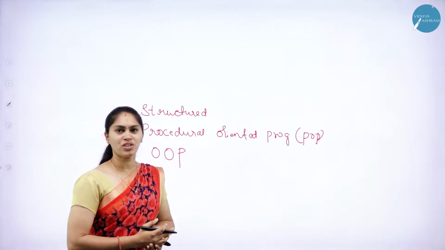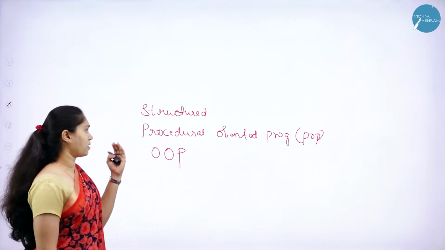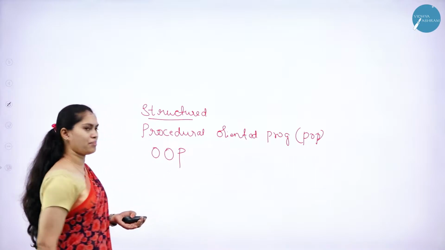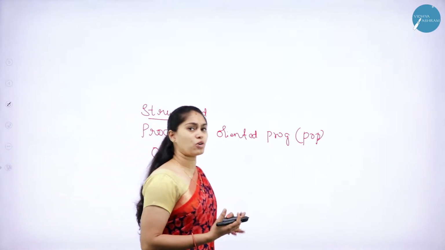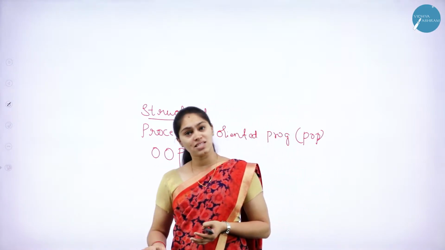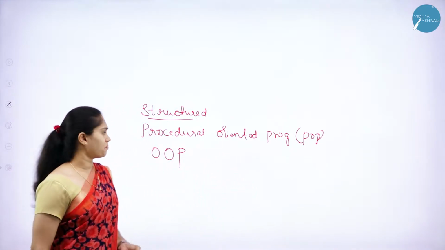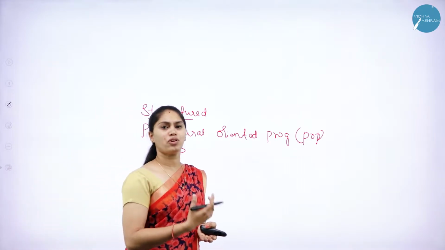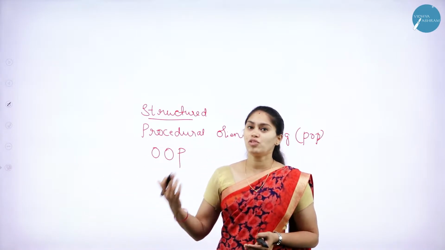When it comes to the concepts of object oriented programming, we need to know what structured programming is and what procedural oriented programming is. In structured programming, your main concern is the step by step procedure. We have sequential statements, looping, jump statements, and selection statements. That is what structured programming is all about. In procedural oriented programming, we mainly focus on the procedure, on its function, instead of focusing on the data.